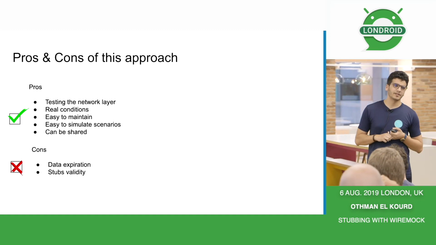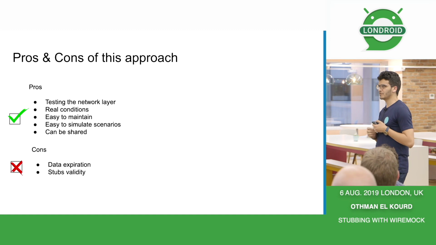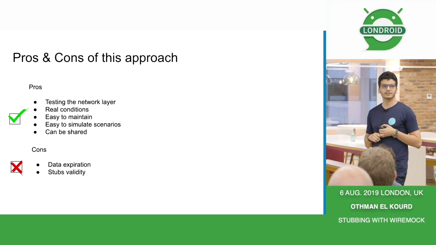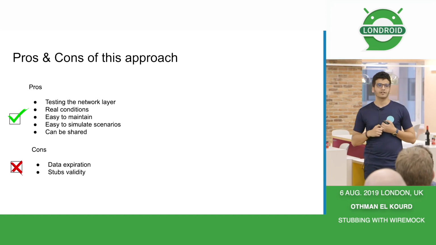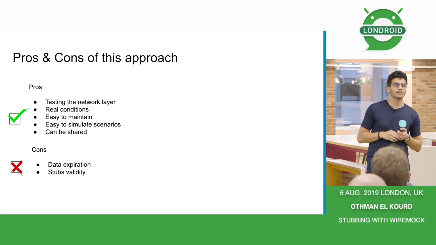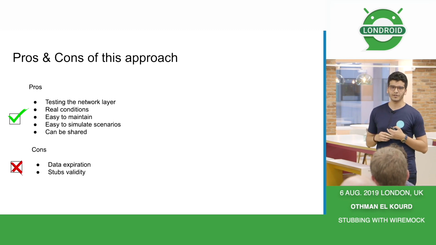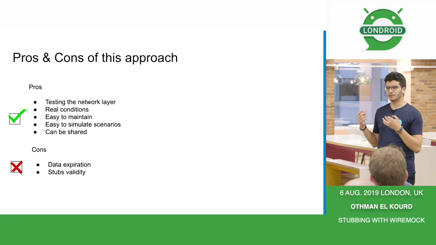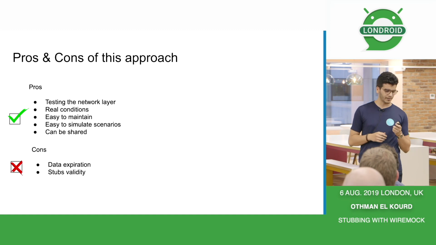There are also some disadvantages. The first one is data expiration. We had some JSON files with some data that can expire, especially dates. And we will see how we fixed this very soon. Another disadvantage is that those stubs can expire as well, because if, for example, the server contract changes, we need to go ahead and update all our JSON files to fit this new contract.